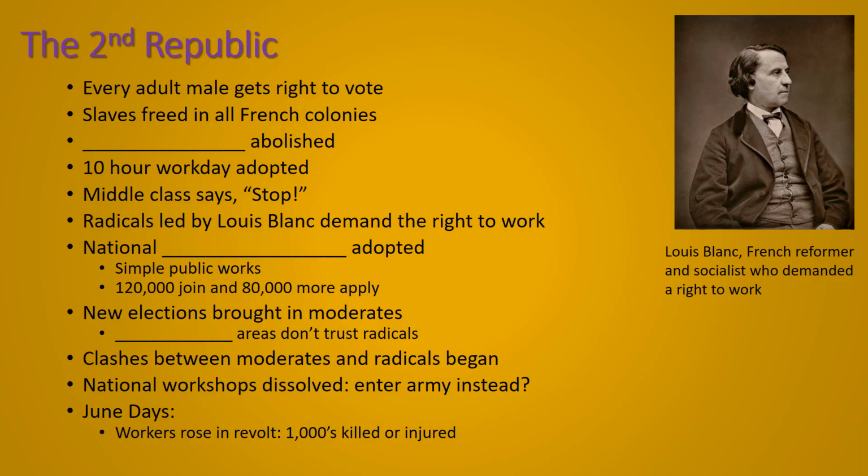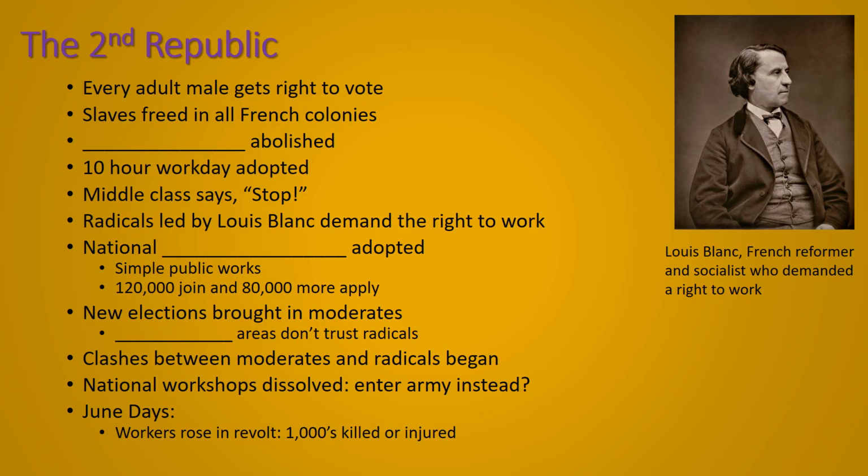We're done. But radicals, led by this guy over to the right, Louis Blanc, were demanding this new idea, this radical idea. Blanc, being a socialist and a radical reformer, he demanded a new type of right, a right to work. That everyone should have the right to have a job and to receive pay for that job. So the middle class, they compromised with the working classes.